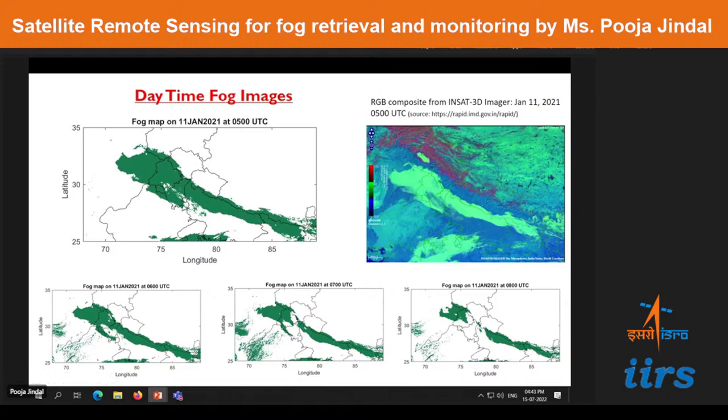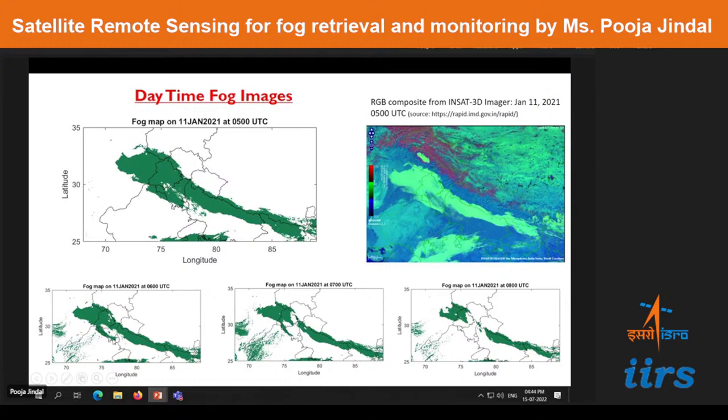Not only this, nowadays we also have INSAT 3DR imager data, and the INSAT 3D and 3DR imager data are acquired in such a way that if we combine both data sets, we can have data after every 15 minutes. Like 5 UTC from INSAT 3D, 5:15 UTC from 3DR, then 5:30 from 3D, 5:45 from INSAT 3DR. So combining INSAT 3D and 3DR and applying the same methodology, we can have fog images after every 15 minutes.